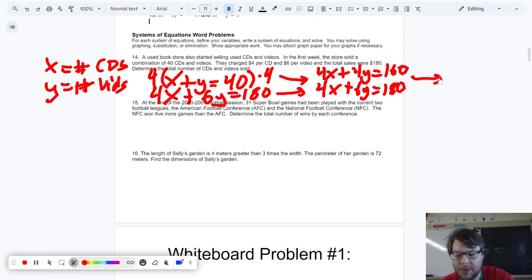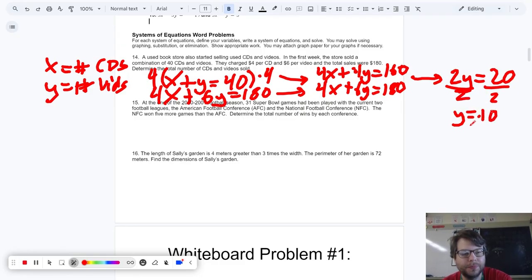If I do 4x minus 4x, it's gone. And if I do 6y minus 4y, it's 2y. And if I do 180 minus 160, it's 20. The difference between those two equations is 2y and 20. Dividing by 2 tells me that y is 10. Y is 10. I can take that and plug it into any of the equations that I've used so far.